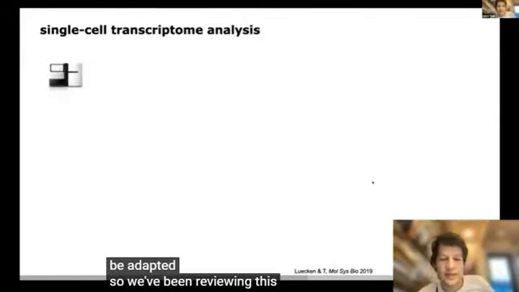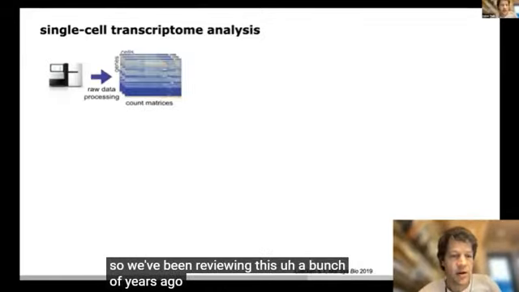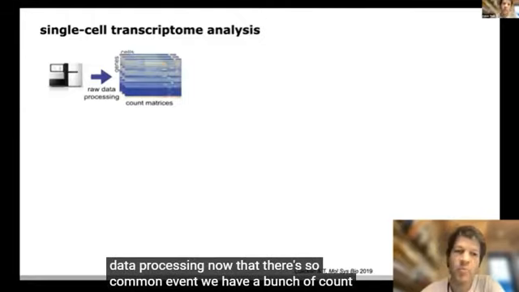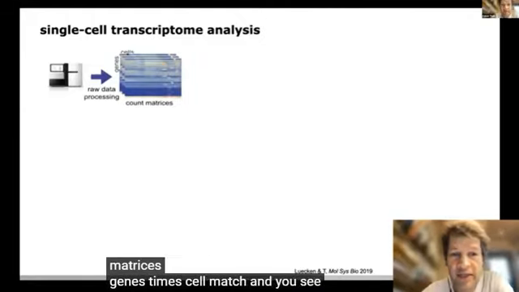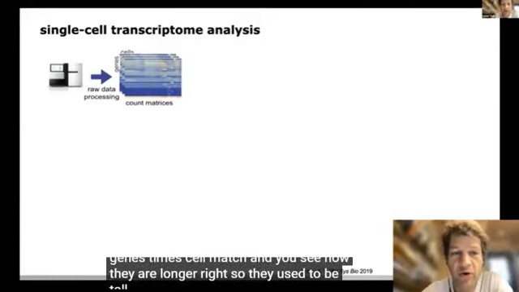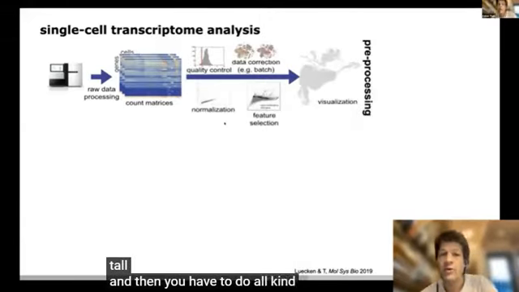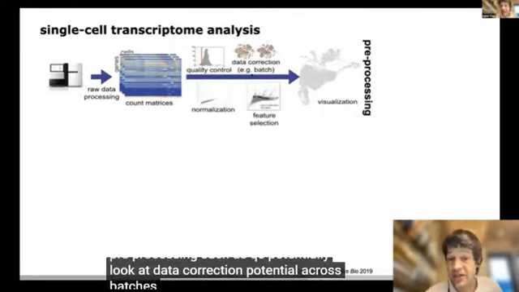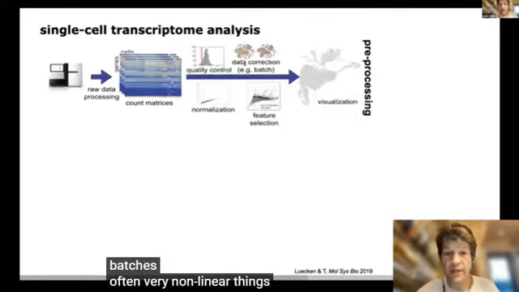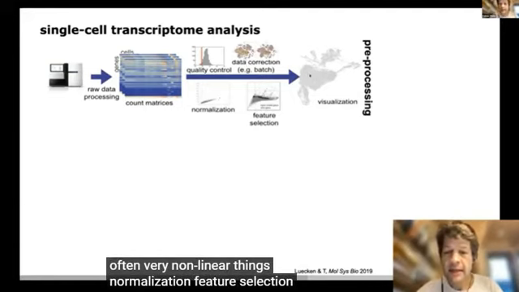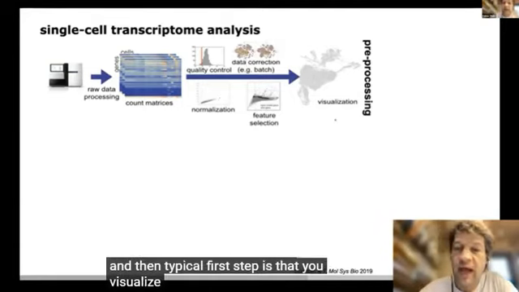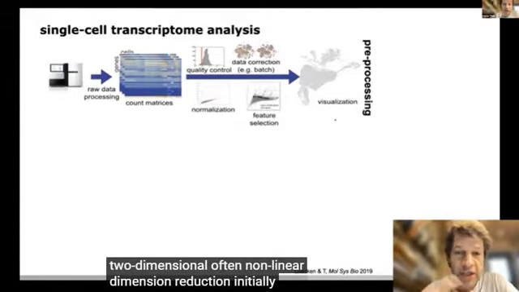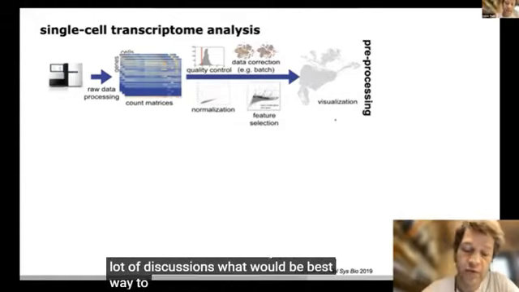We reviewed this a bunch of years ago, where essentially you first do data processing. Now that they are so commonly available, you have a bunch of count matrices, genes times cells, and you see now they are longer, right? They used to be tall. And then you have to do all kinds of pre-processing, such as QC, potentially data correction, potentially across batches, often very nonlinear, normalization, feature selection. And then the typical first step is that you visualize whatever you have as an outcome, right? So you make a two-dimensional, often nonlinear dimension reduction. Initially, we had a lot of discussions about what would be the best way to do that.